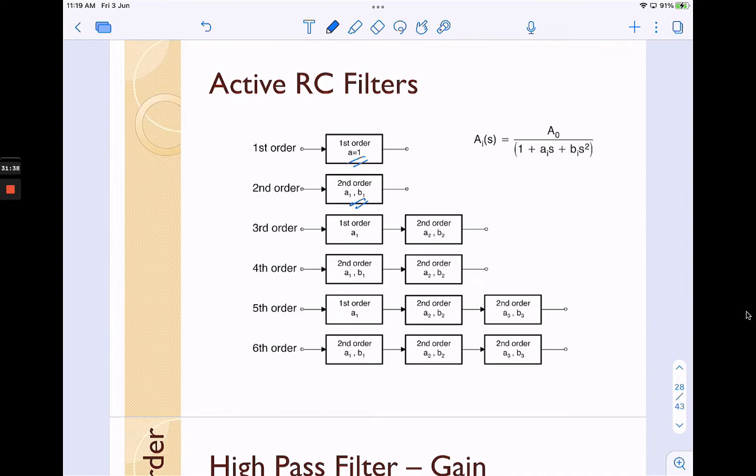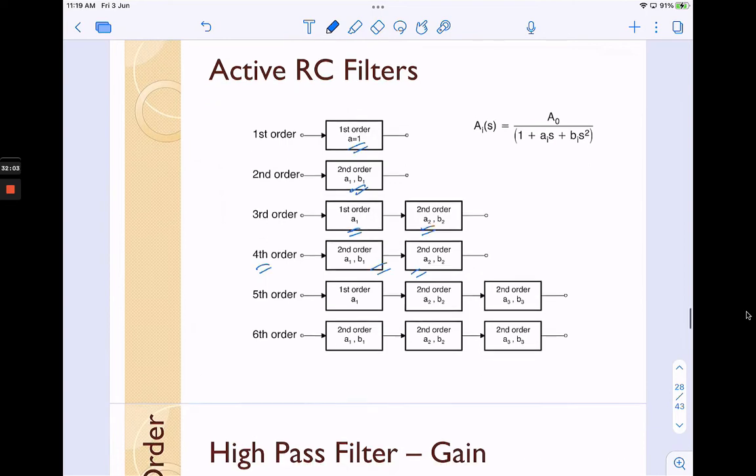or you can put in a 1st order filter cascade with 2nd order filter. Okay, again, if you want to have a 4th order filter, yes, either you cascade 4 1st order filters, or you can cascade 2nd order filter 2 times. Okay, so it just depends on what are the things that you want.